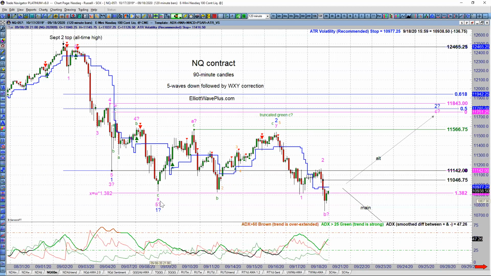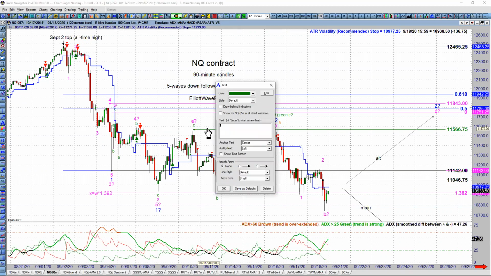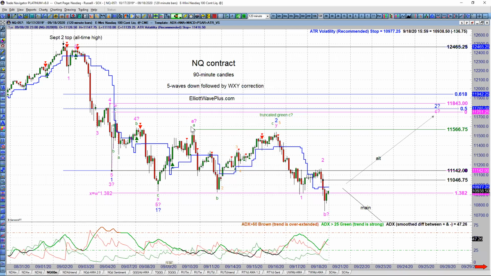So the main count is that we got an A, B, C, or possibly a W, X, Y. Both of those end here with a blue 2, or the other possibility is that the 5 waves down ended here, and we've got an A, and this is a B wave down through this low, and now we go on up.